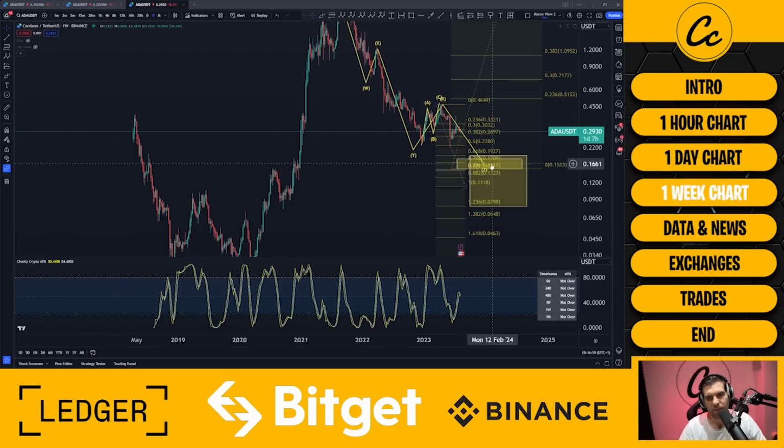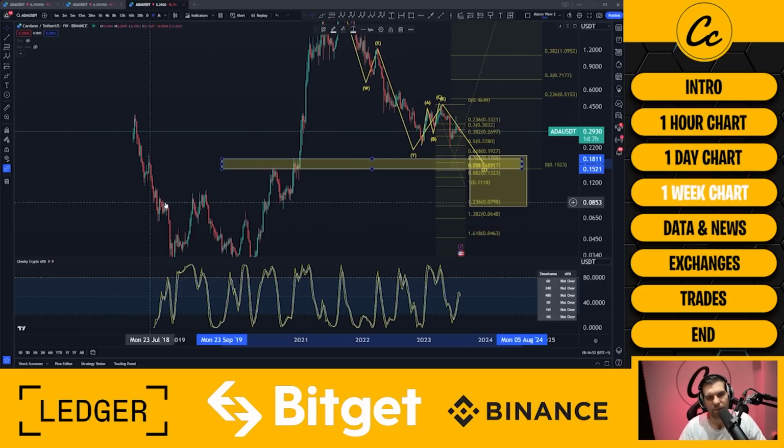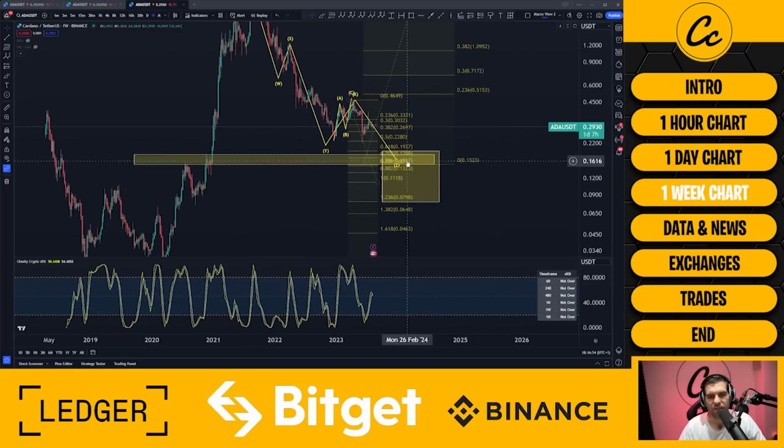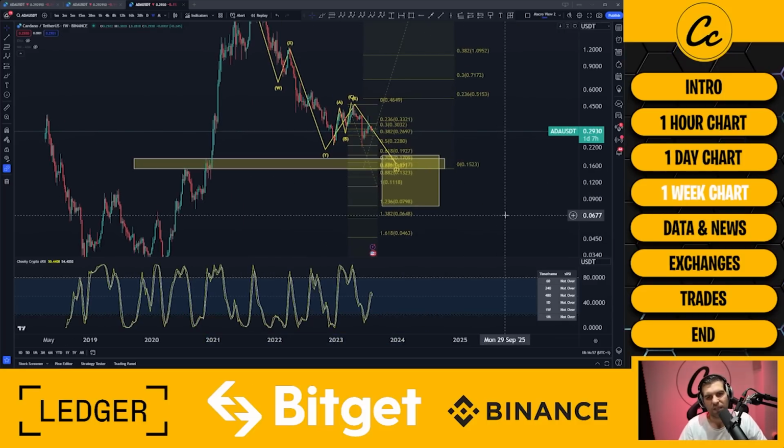Now, the interesting thing about this 15 to 18 cent, as I was talking about previously, is that it's a previous area of resistance that I think is likely to turn into support. So this is an obvious area for the price action of ADA to reverse, and an area that I think we are likely to hit. But again, I'm not a financial advisor. I cannot give anyone financial advice. All I can do is give you my thoughts and opinions on the data in the charts as I personally see it.